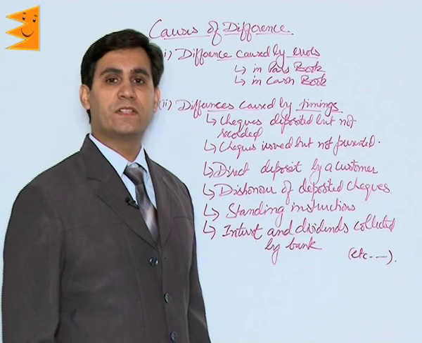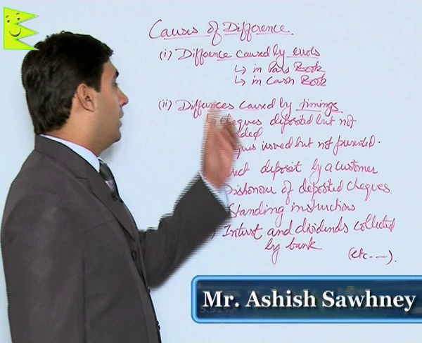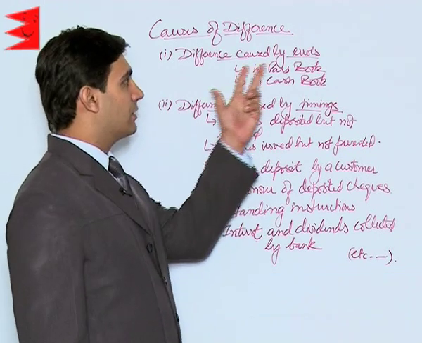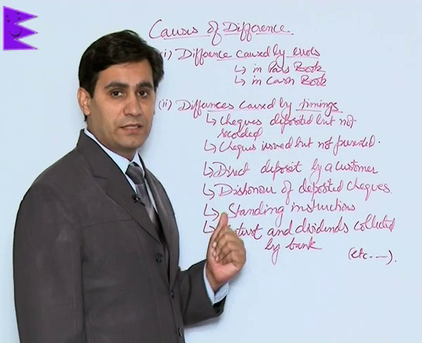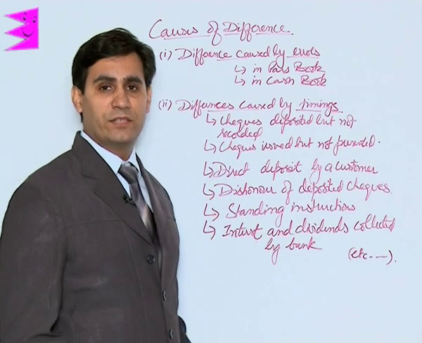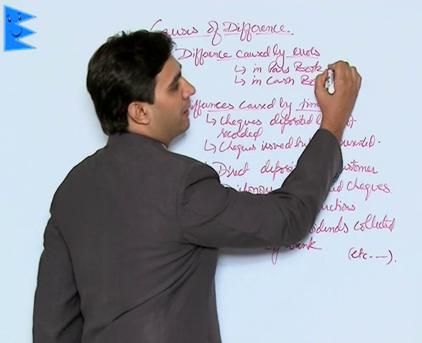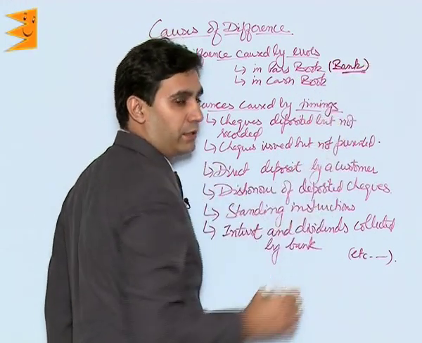Now the causes for difference in the cash book and the passbook balances. Now students, the differences can be caused by two different criteria. One is on the basis of errors or on the basis of timings. Now students, errors, we all know errors are like genuine mistakes. They can be committed by the bank and are recorded in the passbook. They are committed by bank.